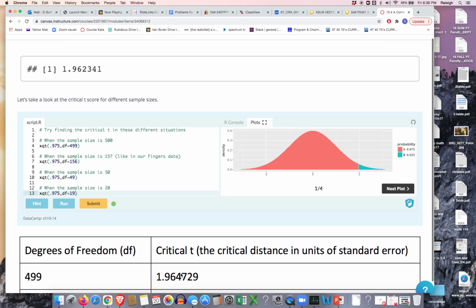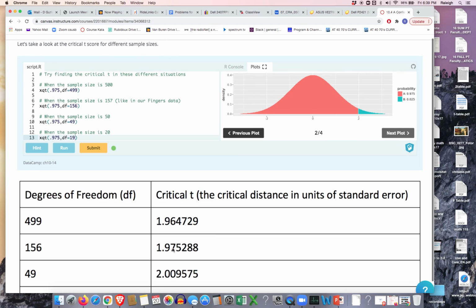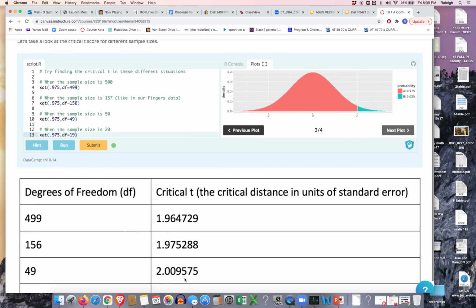But to 2 decimal places, it's the same. So that's the important thing. But then we get further and further away as we have less and less degrees of freedom. Looking down here, that's a 1.97. It's getting bigger, moving towards the right a little bit. As I go to the third one, which was 49 or 50 degrees of freedom, now it looks like it's past the 2. In fact, you can verify it down here, 2.01 to 2 decimal places.